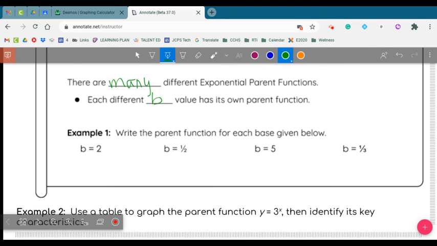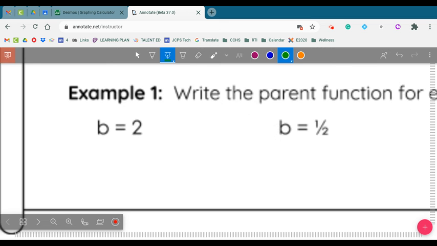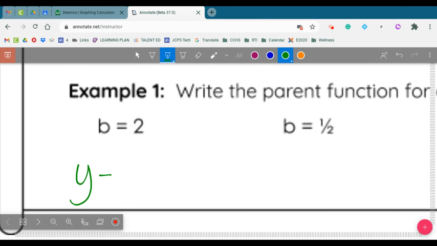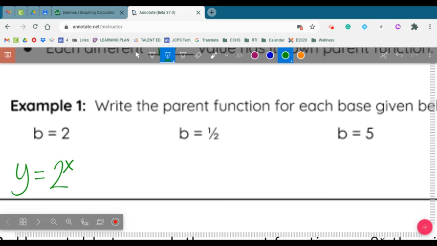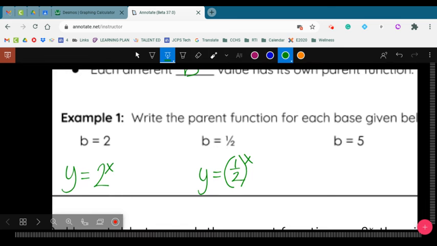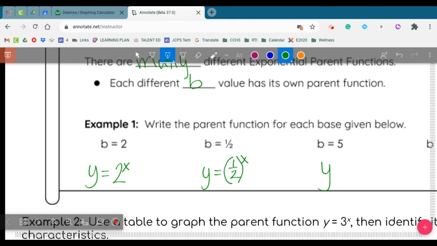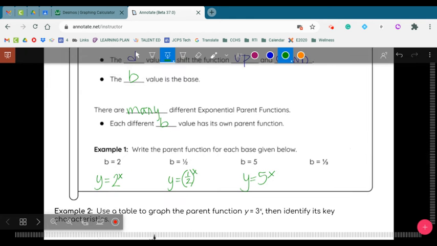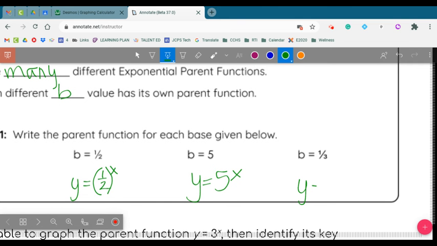So going down, our first example says write the parent function with a base. So this is our base. So we're going to have y equals, we don't have an a, so 2 to the x. Next one, our base is 1/2. So we're going to y equals, we're going to put 1/2 in parentheses to the x. Next one, we're going to have y equals 5 to the x. And the next one, we're going to have a fraction again, so we're going to make sure we put it in parentheses, 1/3 to the x.